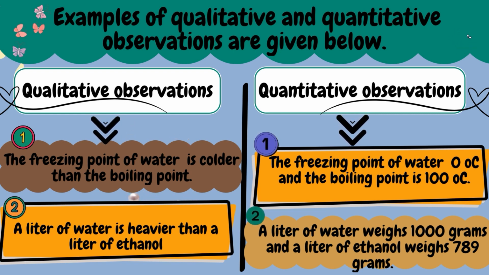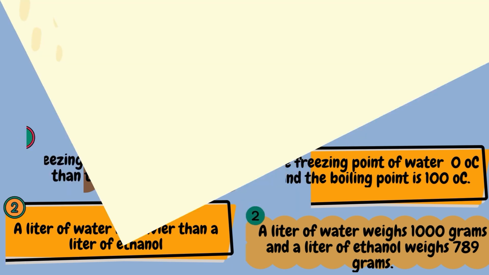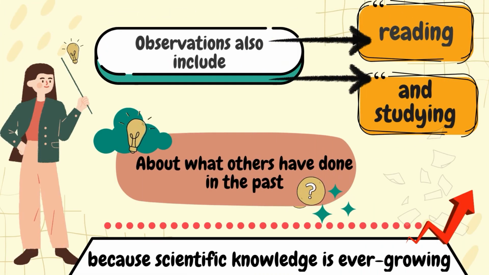So difference between these 2 observations is that numbers are present in quantitative observation, but numbers are not present in qualitative observations. Observations also include reading and studying about what others have done in the past. Because scientific knowledge is ever growing.